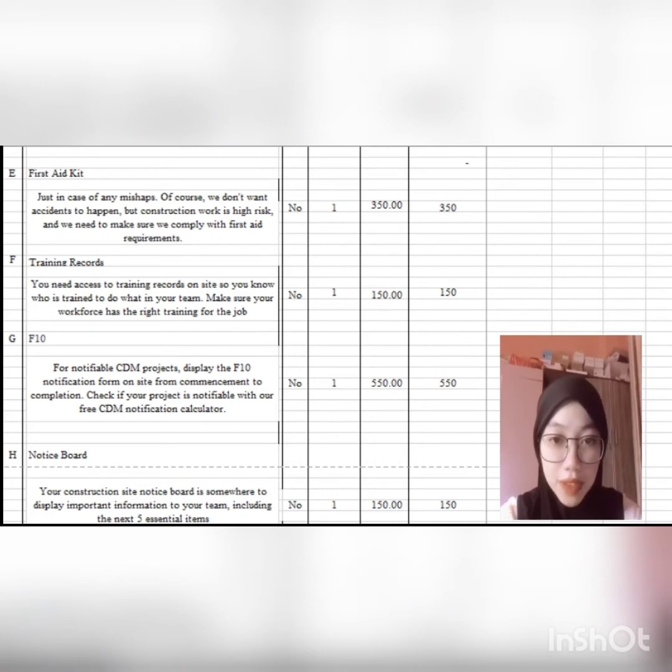Okay, then my point is F10. For notifiable CDM project, display the F10 notification form on site from commencement to completion. Check if your project is notifiable with our free CDM notification calculator.